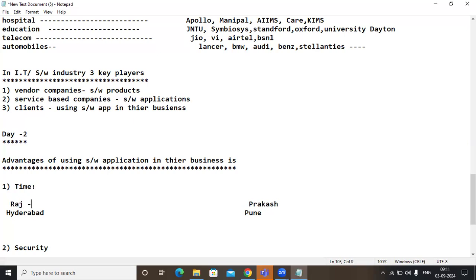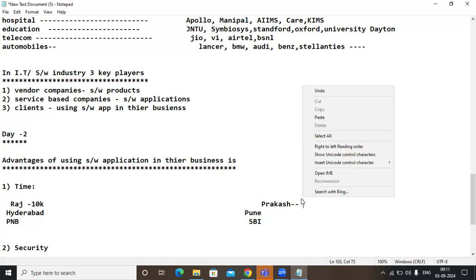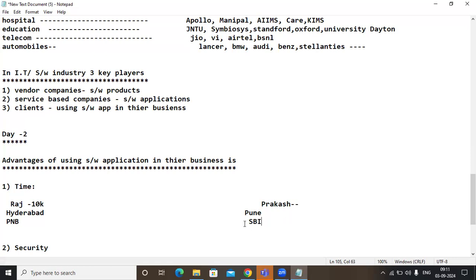10,000. He has an account in Punjab National Bank, PNB, and I have an account in State Bank of India. I am talking about 15, 20 years back, not now. So one fine morning, he called me asking 10,000. What do I have to do? I need to go to the bank in the morning around 10, 10:30. Where? State Bank of India.